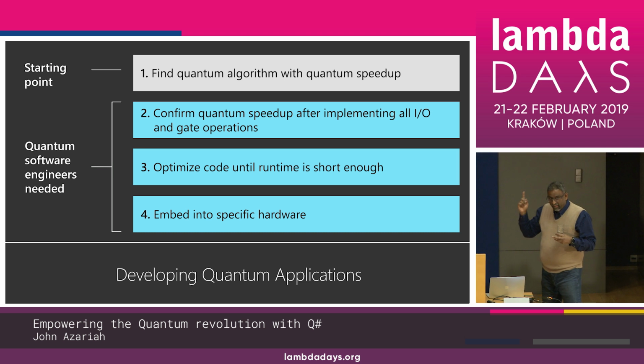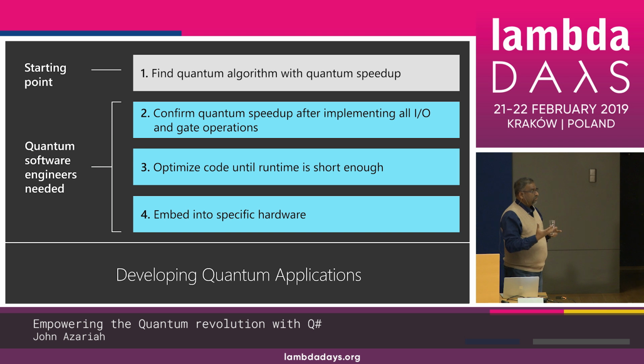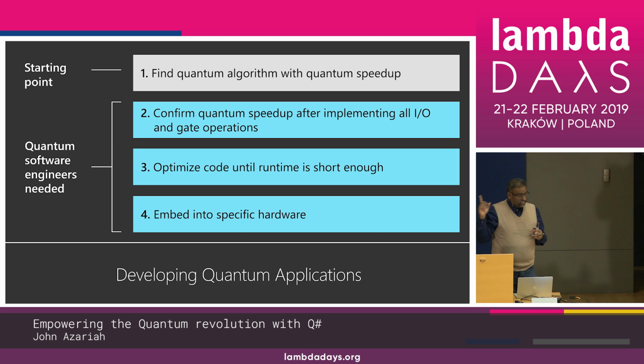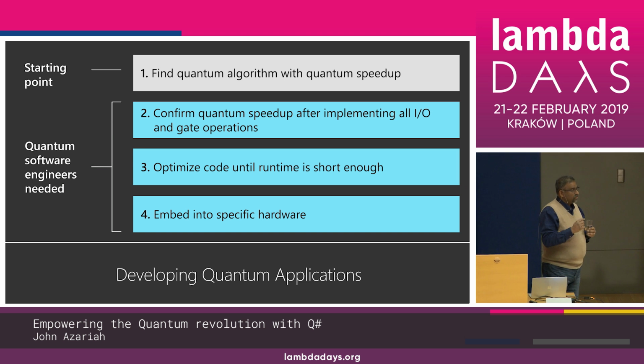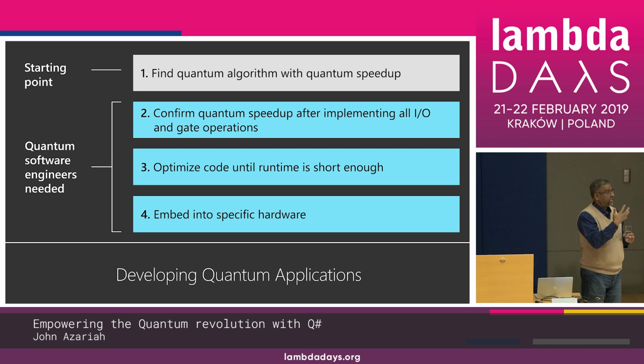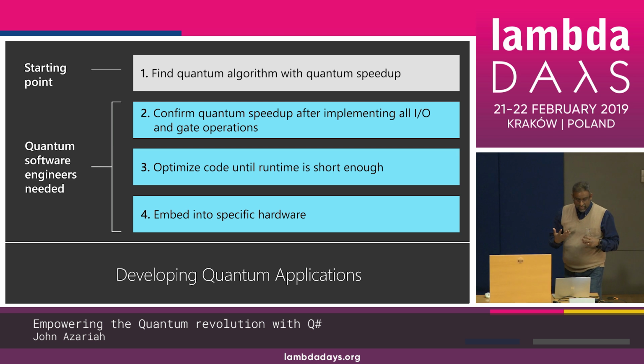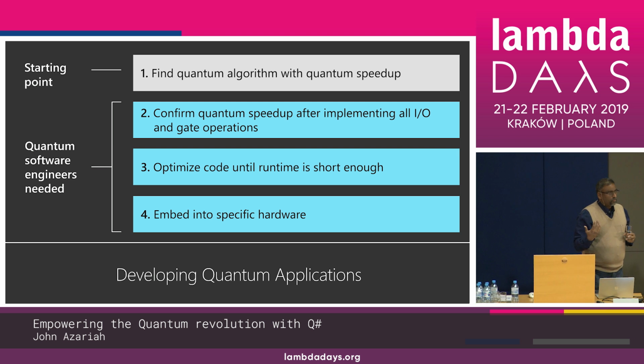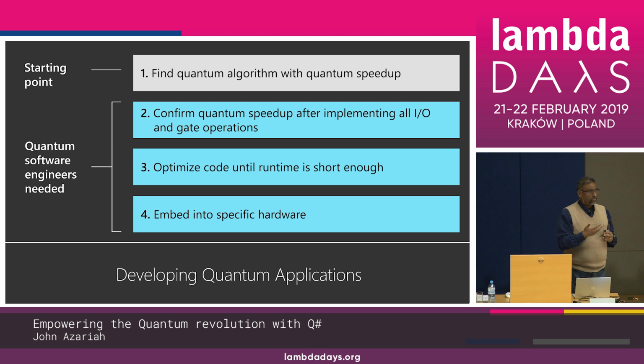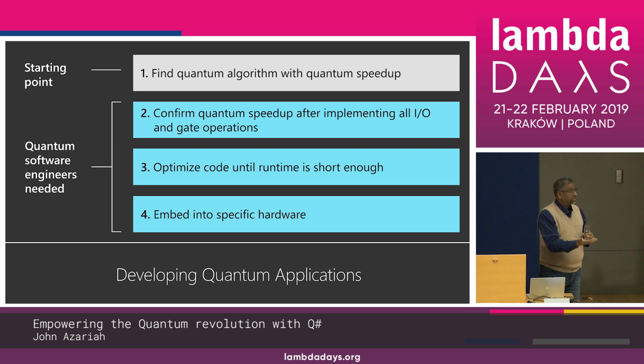And every algorithm that we know of, and we only know of a few dozen of them, actually goes through this process of figuring out whether the algorithm does actually have an improvement once you apply a quantum speedup on it. And then of course you optimize the heck out of it, and then you embed it into the quantum hardware and run it to get a solution.